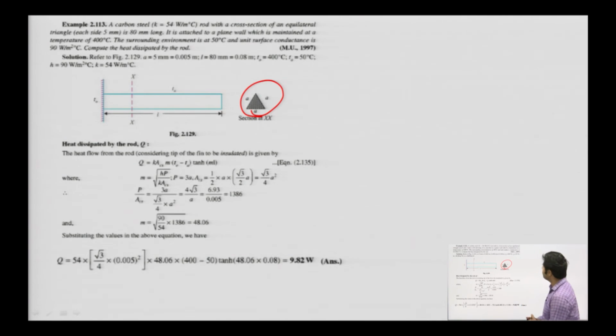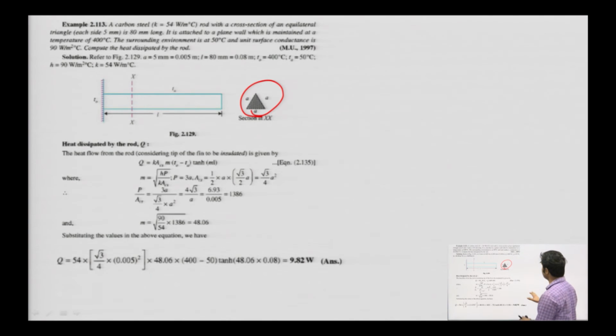Okay, it is attached to a plain wall which is maintained at a temperature of 400 degrees Celsius. When it is attached to a plain wall and the temperature of the plain wall is given to you, it should strike your mind that it is T0, the original temperature or the base temperature. So 400 degrees Celsius, you mark it as T0. It is 80 mm long, it has a definitive length, so you cannot deploy the formula for an infinitely long fin because the length is given here. So the second one will be used.